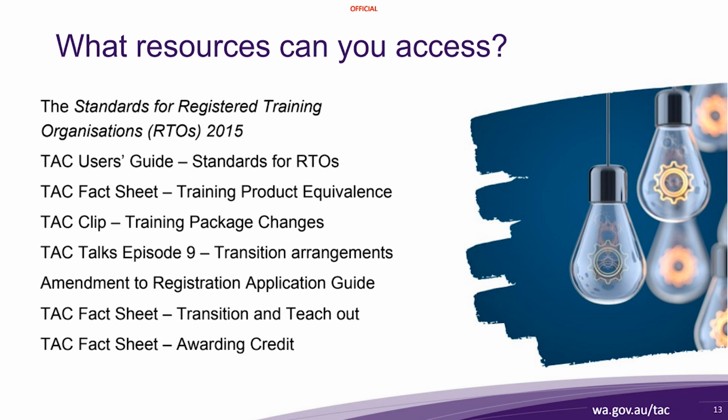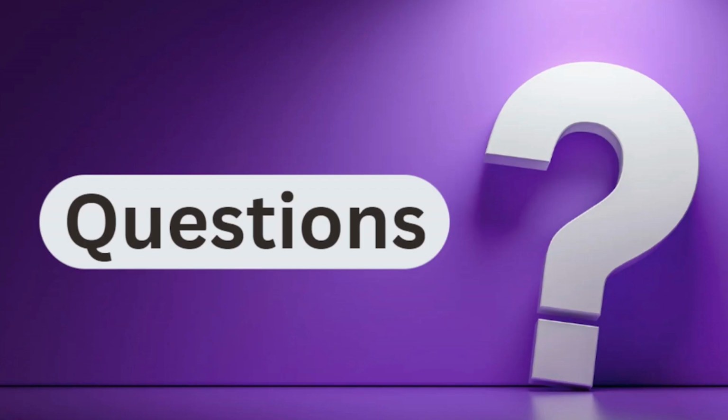We also have a TAC clip that talks about training package changes. There's a TAC talk, episode 9, that's a podcast that you can access. Your amendment to registration application guide has also got some information in it. And we have some fact sheets around transition and teach out and awarding credit. So there's lots of help out there if you need it. And of course, you can always pick up the phone to TAC and your case manager, and they are also there to help.